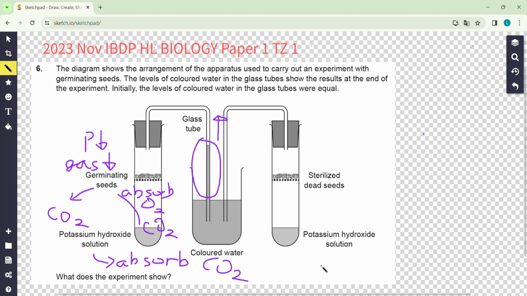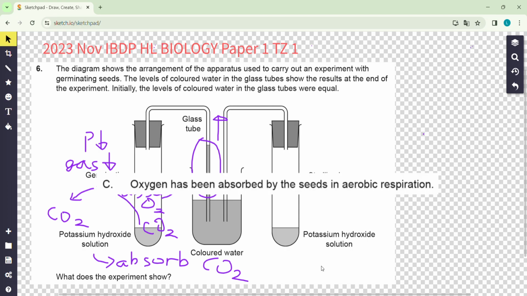So from this conclusion, we can say that the germination of seed is aerobic respiration, and the answer is C.